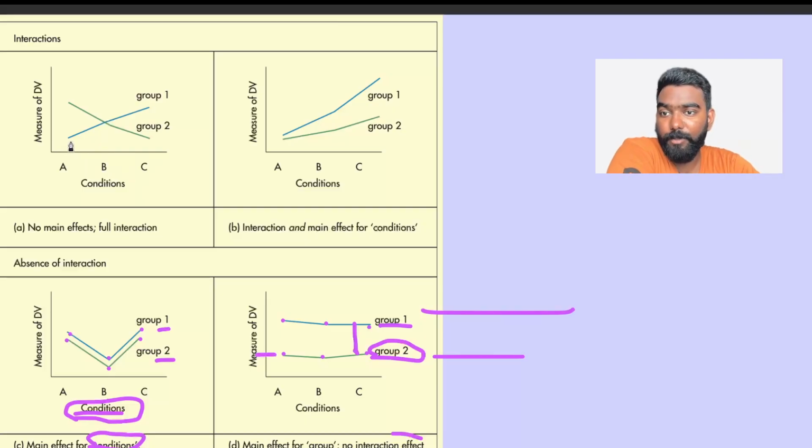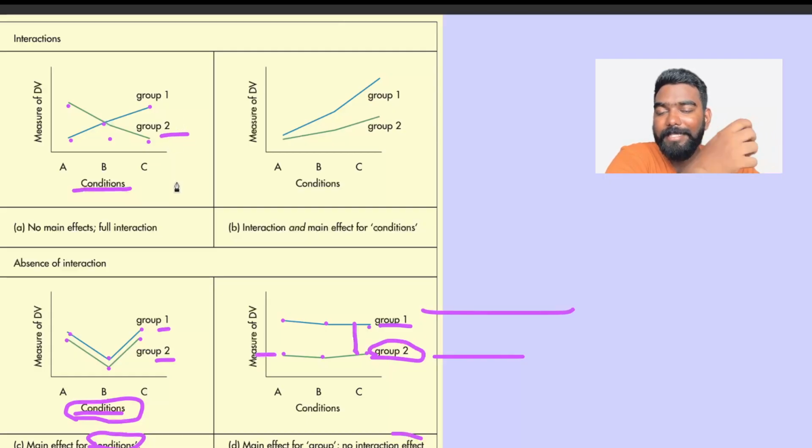Let us say group 1 is scoring in this way in 3 conditions. In condition A it is small, in condition B it is average, and in condition C group 1 scored higher. Whereas for group 2, the reverse happened. In condition A it scored much higher than group 1. In condition B both groups scored similarly, and in condition C, group 2 scored much lower than group 1. So what happened here? There is an interaction effect between conditions and groups.